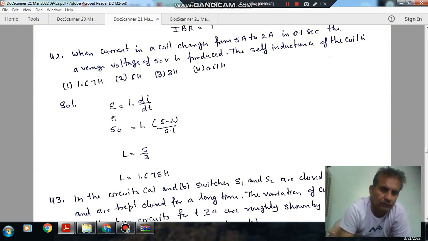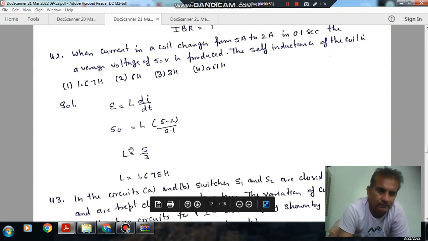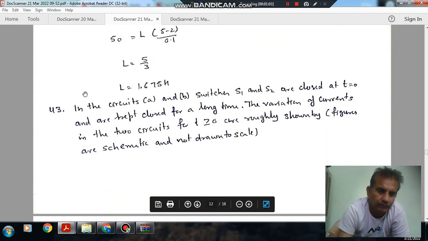So here the average voltage is 50 volt. This is given by L di by dt, where epsilon is equal to 50, and the change in current is 5 to 2 in 0.1 second. So this is (5 minus 2) by 0.1. So L is equal to 5 by 3, or it is 1.67 Henry. So the answer is option 1.